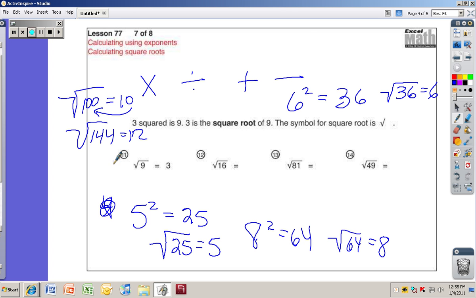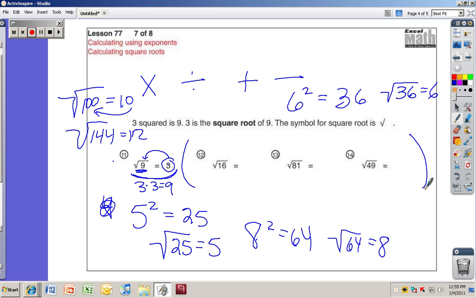Okay, so number 11 is done for you. The square root of 9 is equal to 3, because 3 times 3 equals 9. You're just taking this number, multiplying it by itself to get that number right there. You're not cutting this number in half. You just kind of got to guess and check on these. Okay, go ahead and do 12 through 14. Pause the video until you're ready to see the answer.